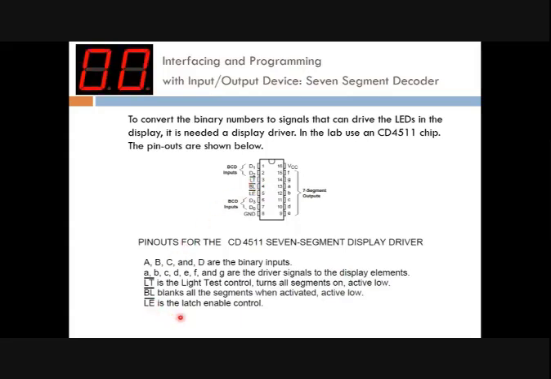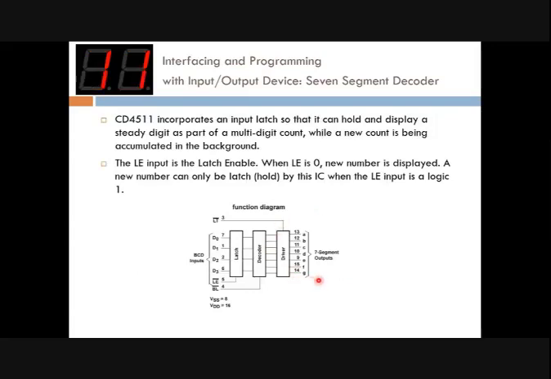And then LE is the latch enable. So latch enable is just like a switch. Whenever you want to use it, you turn on. If you don't want to use it, you turn off. So this one is the latch enable. It will enable the latch inside this IC. So we refer to this figure. We try to explain what is the purpose of the LE.